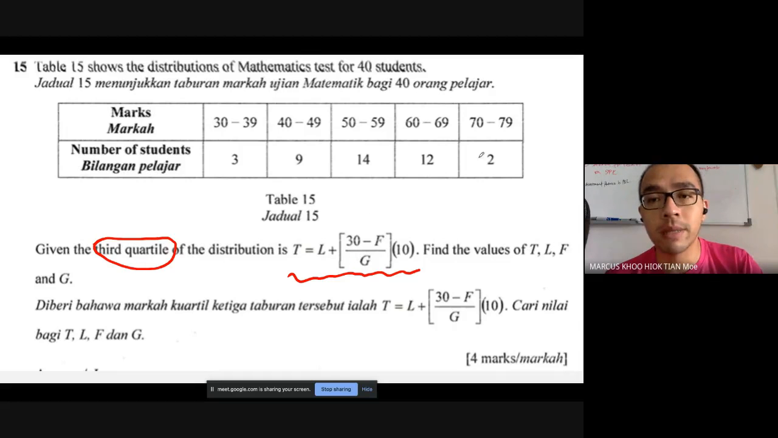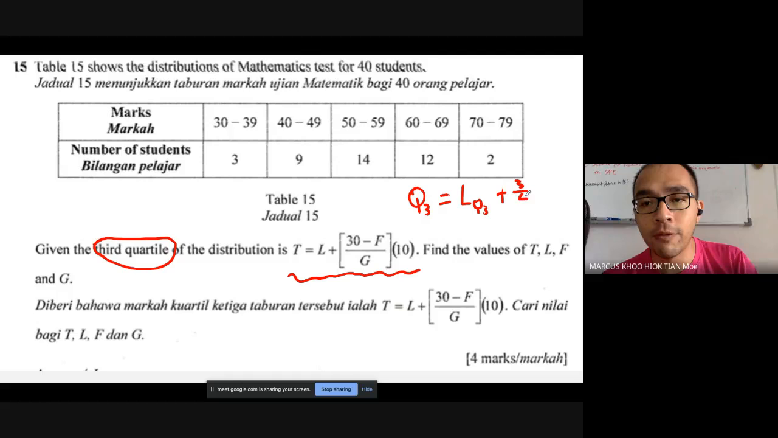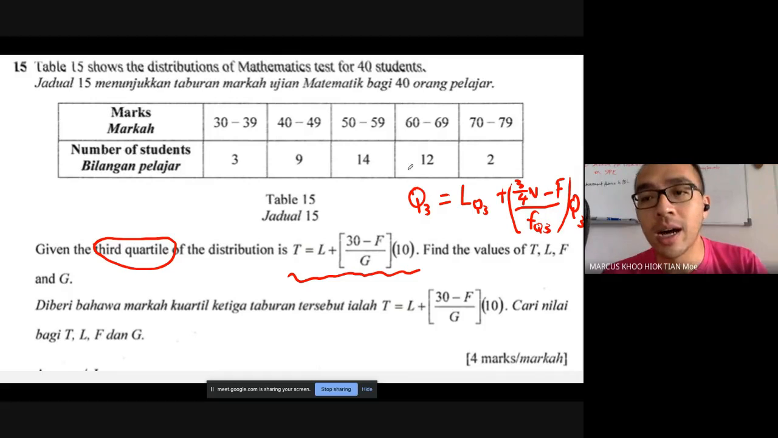So let's recall. The formula for the third quartile is the lower boundary of the third quartile class plus 3 over 4n minus the cumulative frequency before the third quartile, over the frequency of the third quartile, times the class size. Yeah, I know. It's one of the hardest formulas to remember. And this is only the third quartile, not yet the median. Median and first quartile are almost the same, except the approach differs a little.